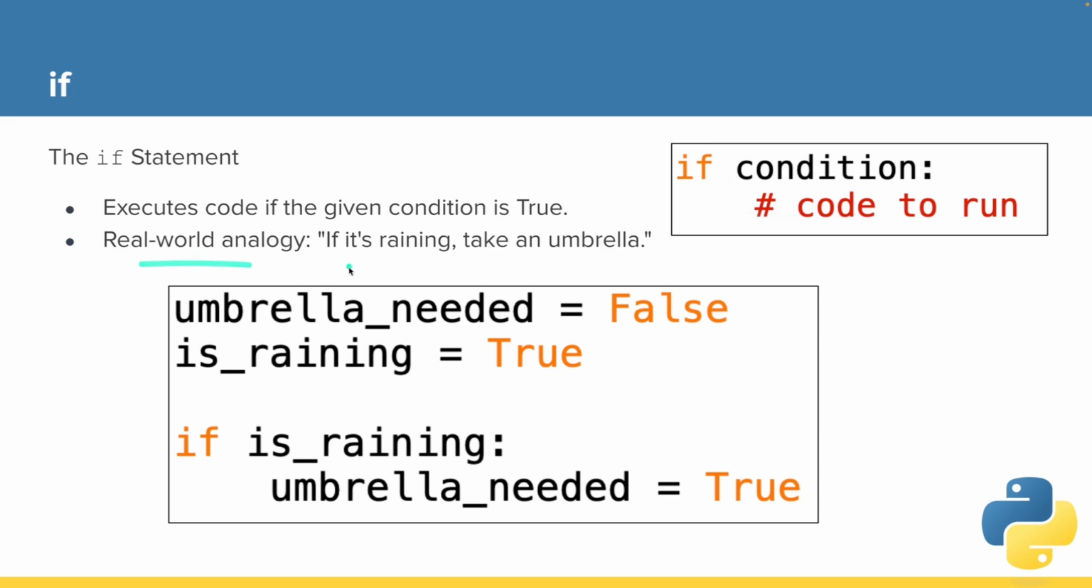A real-world analogy is if it's raining, take an umbrella. And the Python equivalent to that would be we could create a variable called umbrella needed and assign it the value of false, or Boolean false. We could create another variable called is raining and assign that the value of true, saying, oh, hey, it's raining. Then we have our control structure, our conditional, if is raining. So is raining does indeed evaluate to true because it is raining. Then umbrella needed is true. So we'll flip the value of umbrella needed from false to true. So that's a simple example of how we would do this in Python.